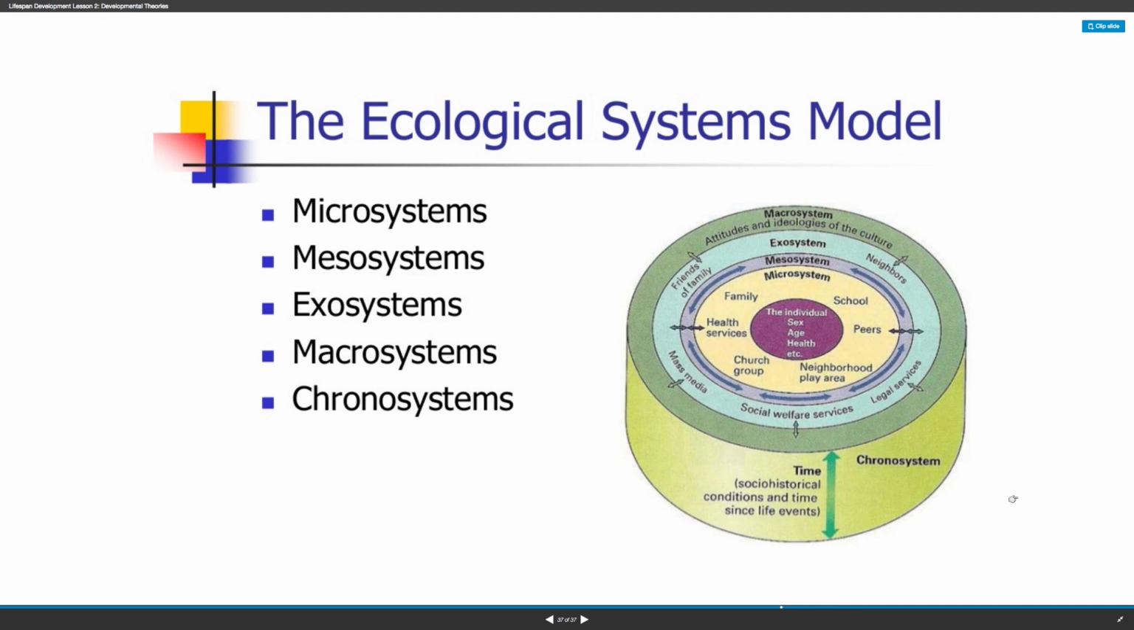All of this happens in a historic context referred to as the chronosystem, which is about how cultural values change over time, as do policies of the education institutes or governments in certain political climates. Development occurs at a point in time.